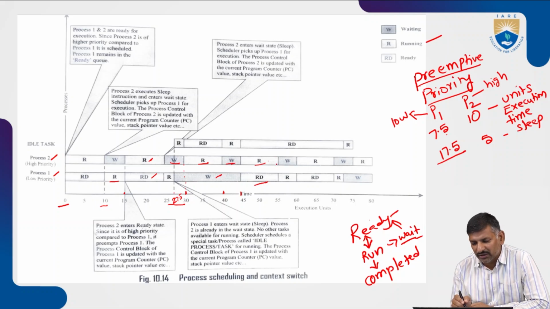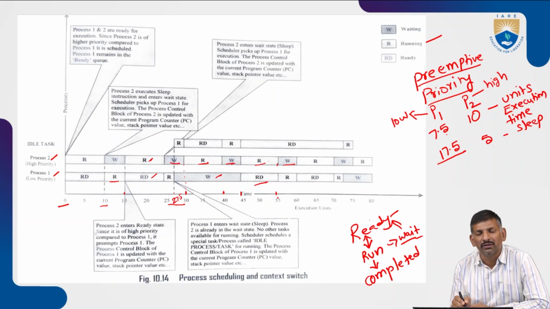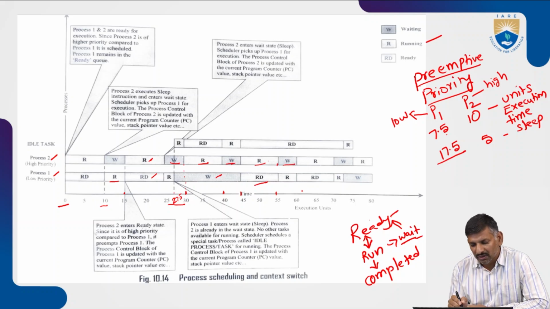After 10 units of time, P2 again enters the waiting state. At that time, the scheduler again checks, at 55 units of execution time. What processes are available in the ready state? At that time, only P1 is available, so P1 enters the running state. At the 60th millisecond, after 5 units of time, P2 moves from the waiting state again.